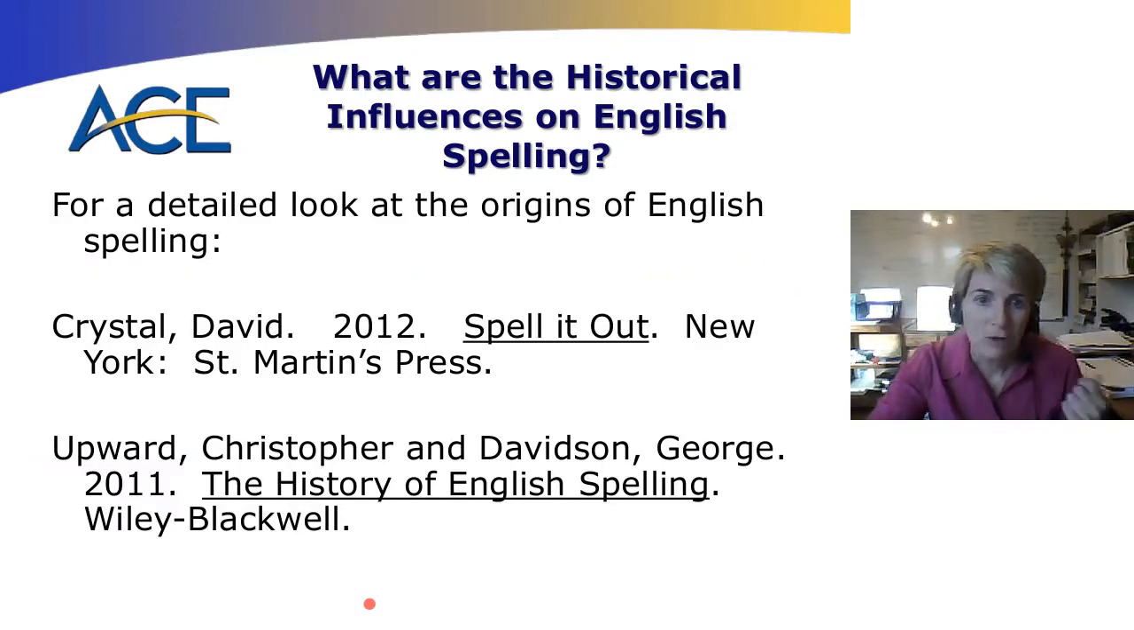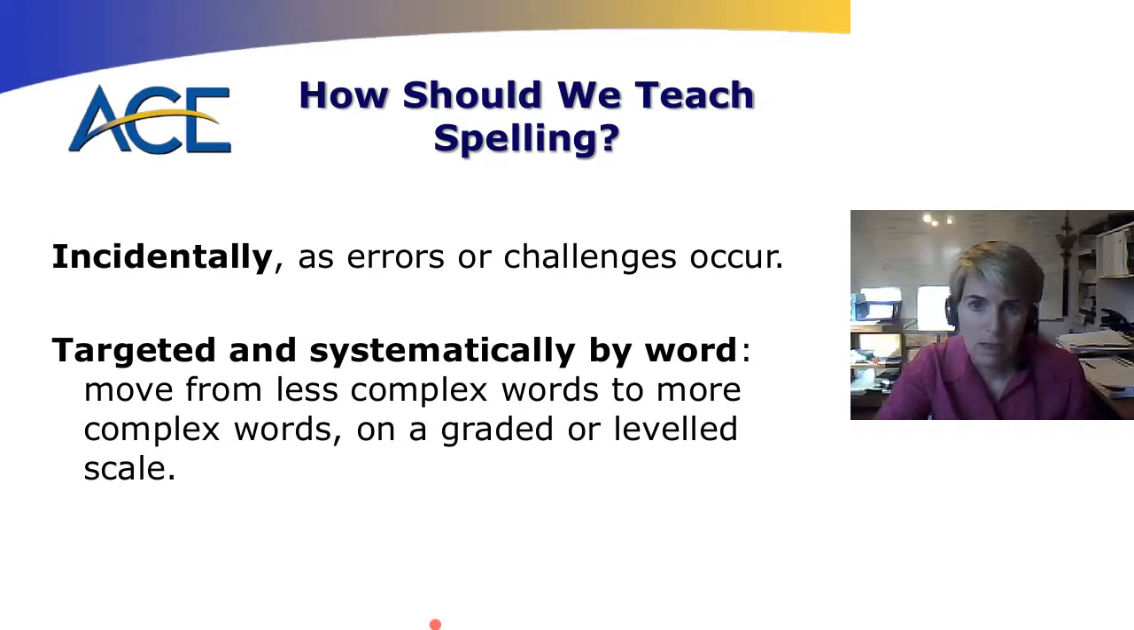Okay. And then here are the books that I referred to earlier. This one is absolutely the best. David Crystal, I love his stuff. He's just an awesome writer. He's got this great book called Spell It Out, which walks you through all of these twists and turns in the history of English that have resulted in our current spelling system. And then this one, The History of English Spelling, is more like a reference book. It basically takes you through each of the languages that influenced English and shows you all of the word origins that relate back to those languages. So these are two great resources.